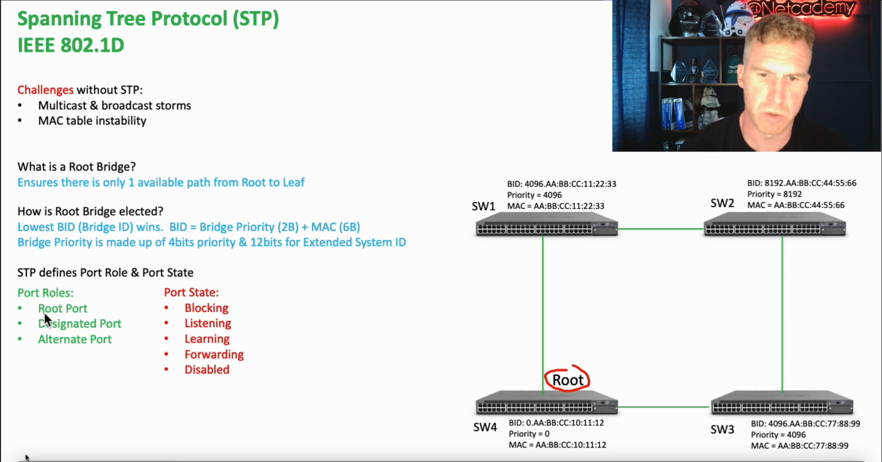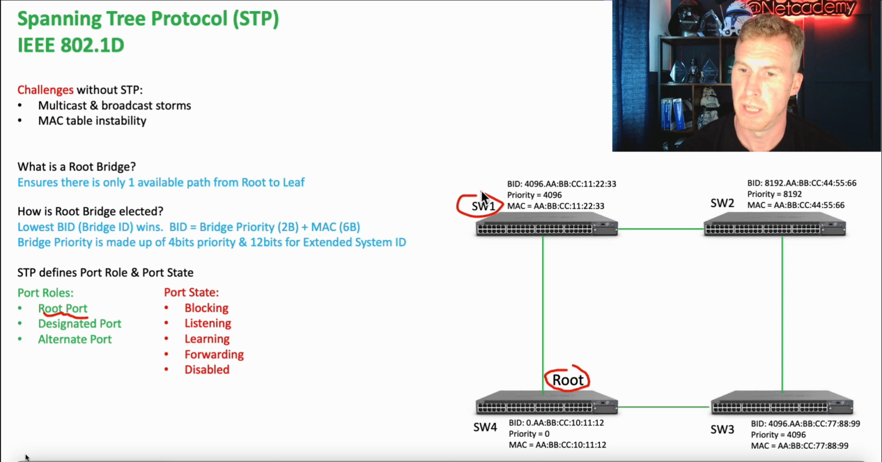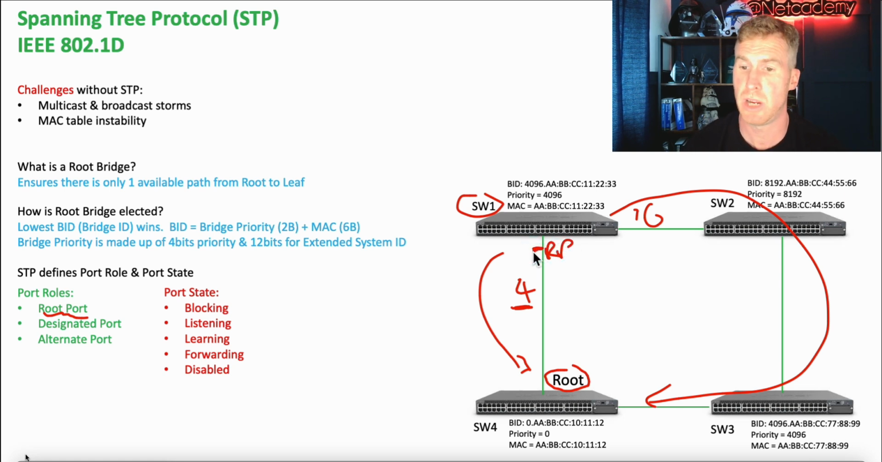What is a root port? Basically, the root port is the lowest or the best cost to get to that root bridge. So if you look at it from SW1's perspective, what is the lowest cost to get to the root bridge? If this has a cost of 4 and this has a cost of 16 to get to the root bridge, what is it going to prefer? It's obviously going to prefer this port here, and thus it will determine that this interface is going to be a root port.